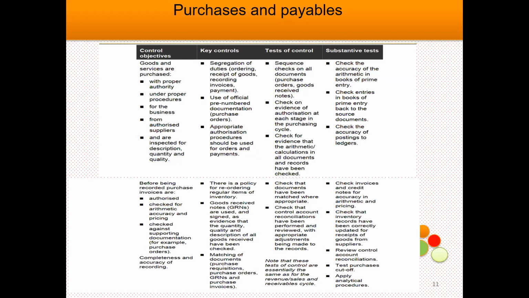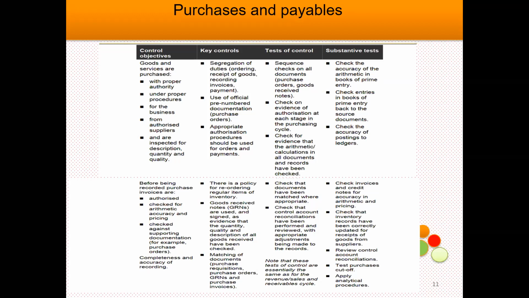Now, if you move on to test of control, sequencing appears here again. Sequence checks on all documents. Again, checking for evidence of authorization appears here as well. So you need to check for evidence of authorization at each stage in the purchasing cycle. Again, here too, you are checking for arithmetic accuracy. Very similar to what we saw in the previous slide.